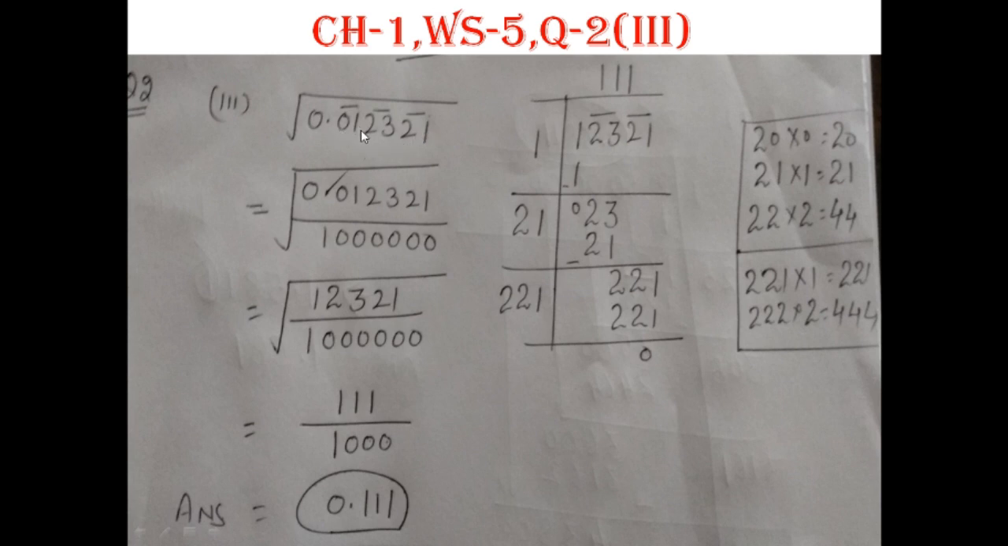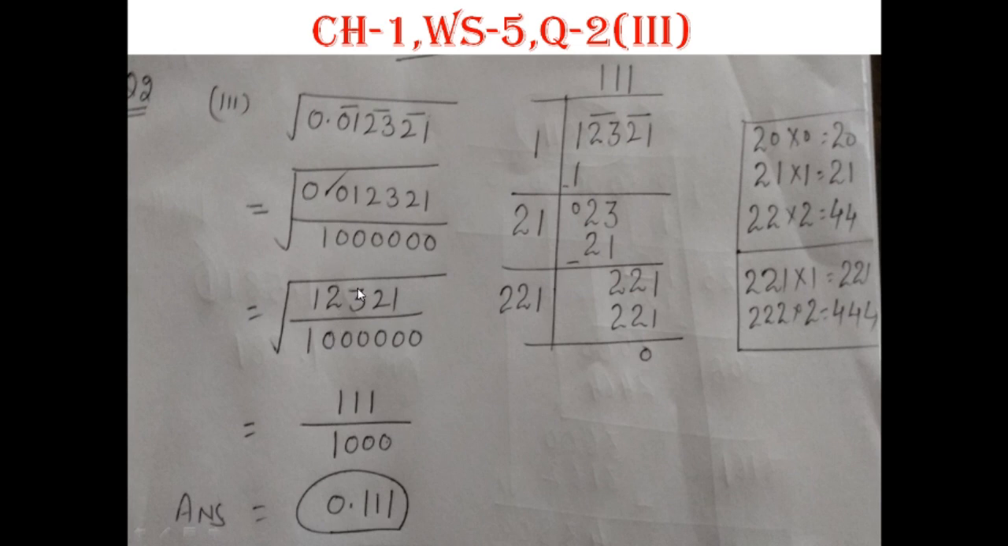1, 2, 3, 4, 5, 6, and 6 is an even number. So I removed the point here. Then I have written this number like this. Now you know very well that I can remove these 2 zeros. After removing this point, these zeros don't have any value before this number. I can write this number now.